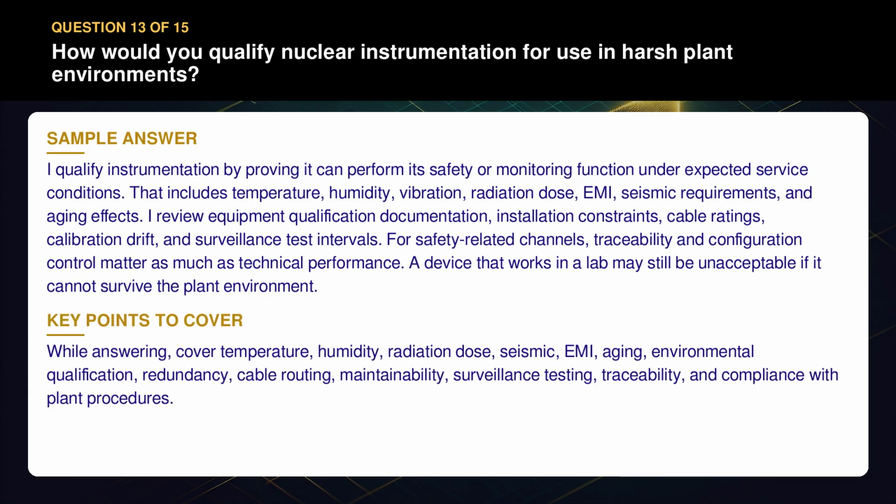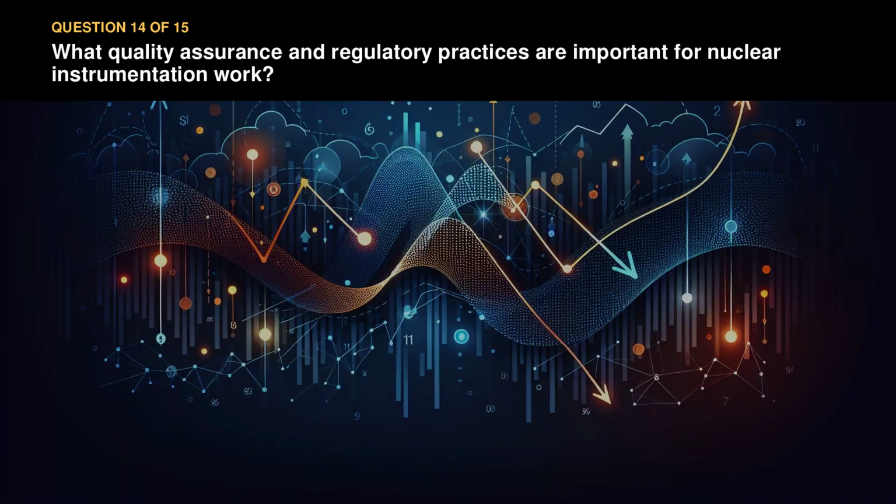While answering, cover temperature, humidity, radiation dose, seismic, EMI, aging, environmental qualification, redundancy, cable routing, maintainability, surveillance testing, traceability, and compliance with plant procedures. Question 14. What quality assurance and regulatory practices are important for nuclear instrumentation work?